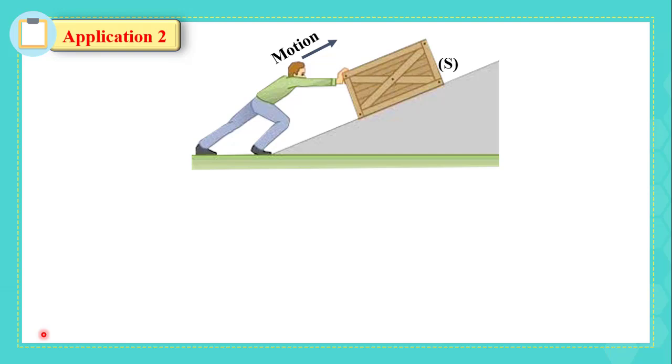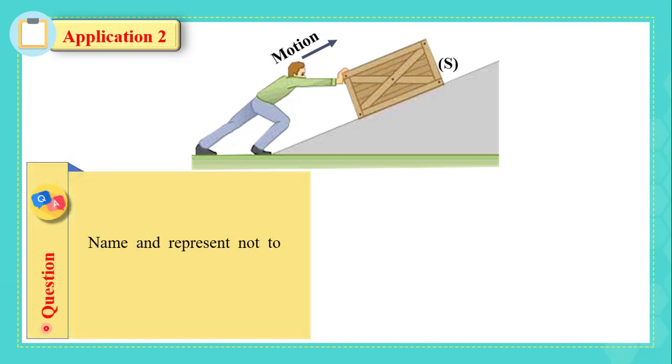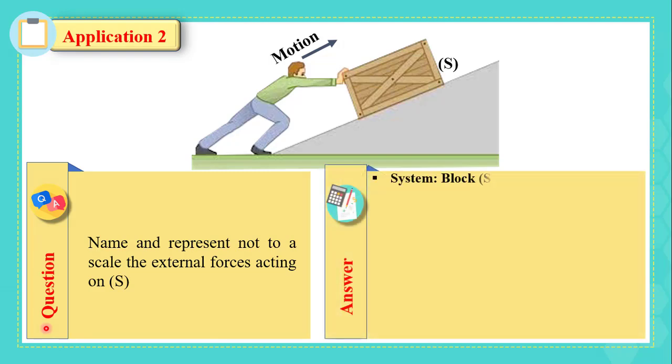Now let's practice on the free body diagram using application 2. Also try to solve the application by yourself. You have this figure, you have this box which is the system S, and you are asked to name and represent not to a scale the external forces acting on S. We start by indicating the system, which is the block S. Then we need to list all the external forces acting on S and represent them without considering a scale.